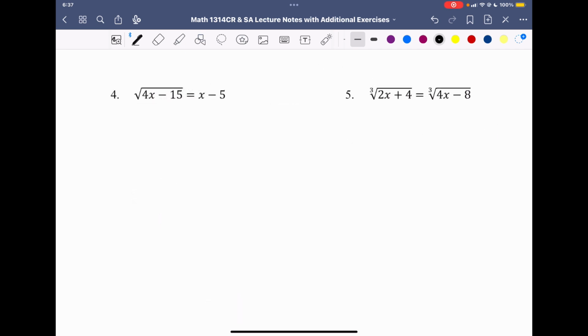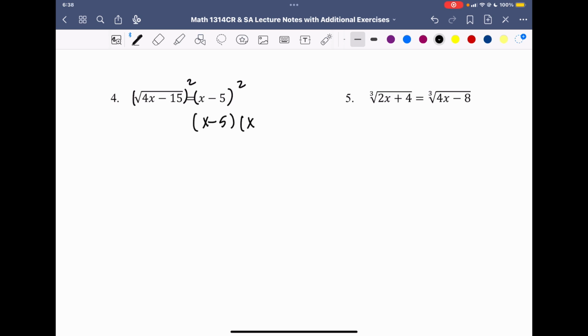You're going to square both sides. So when we square, you want to recall that this is going to expand to x minus 5 times x minus 5. So then here we have 4x minus 15 equals x minus 5 squared. So we have 4x minus 15 equals x squared minus 10x plus 25.